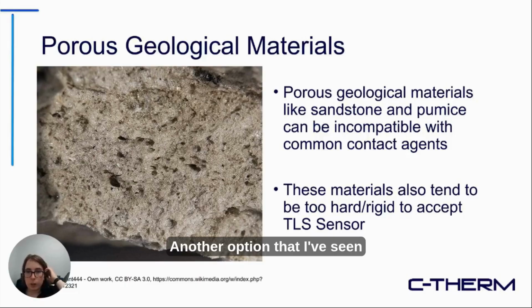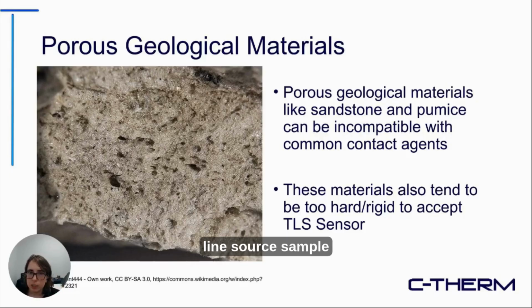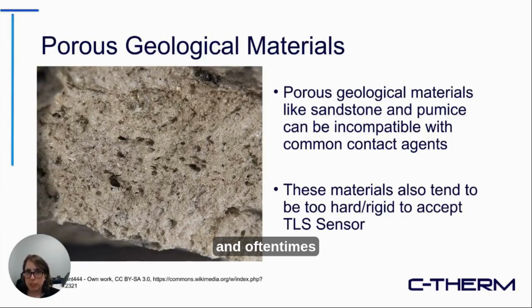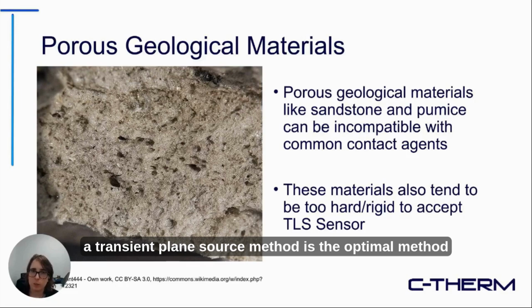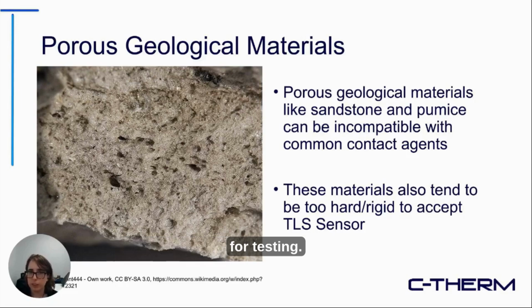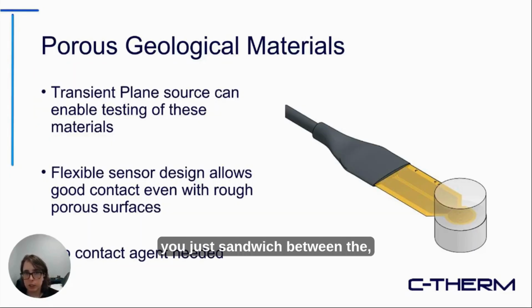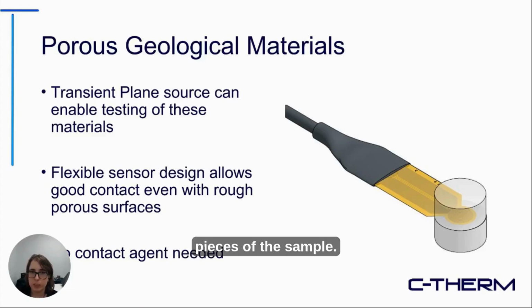Another option that I've seen suggested elsewhere would be to use a transient line source sample. However, these samples tend to be very brittle, and oftentimes trying to drill the necessary guide hole for a transient line source sensor to be inserted could run the risk of breaking the sample. So, oftentimes for these kinds of materials, a transient plane source method is the optimal method for testing. So during your testing, you just sandwich the sensor in between two identical pieces of the sample.